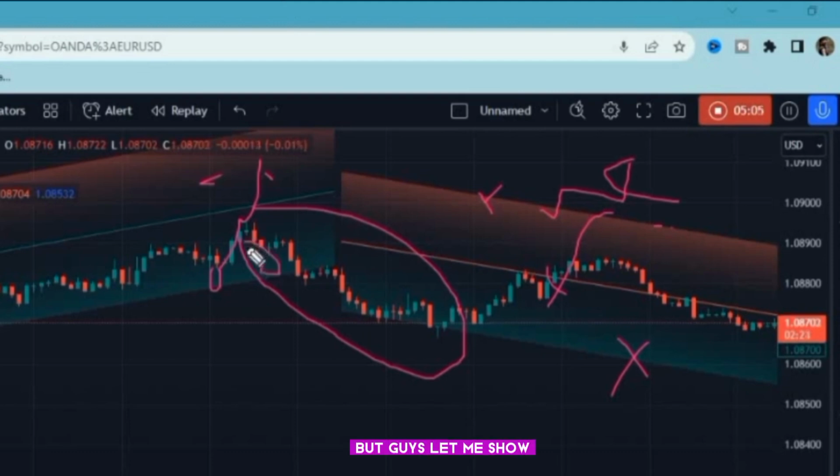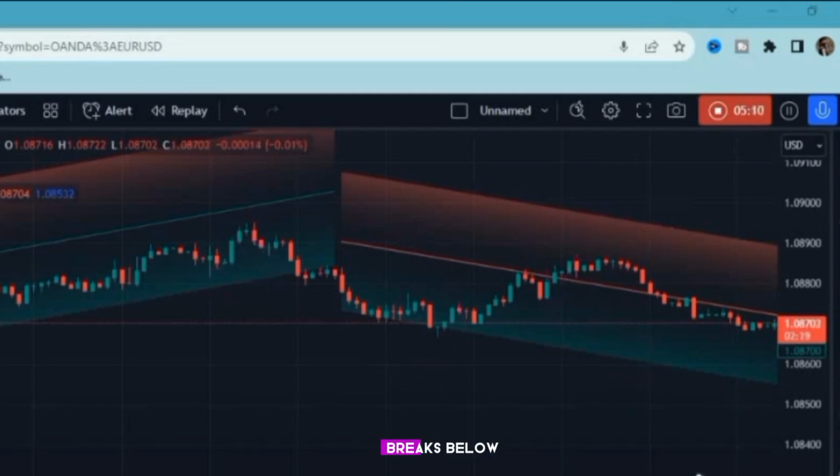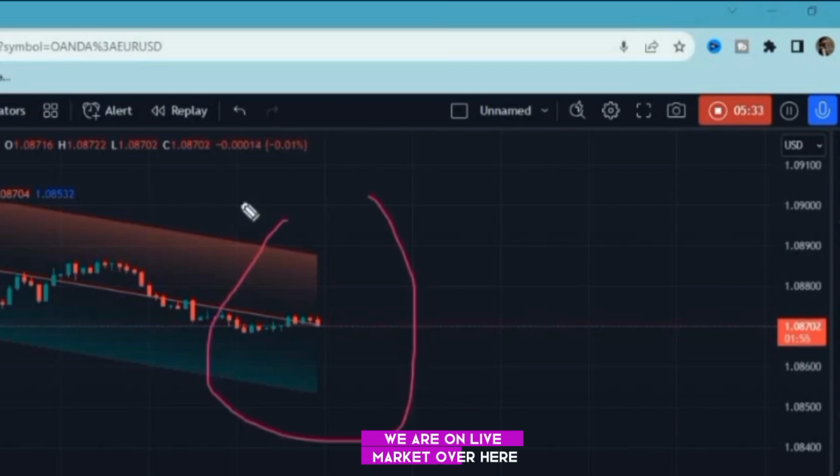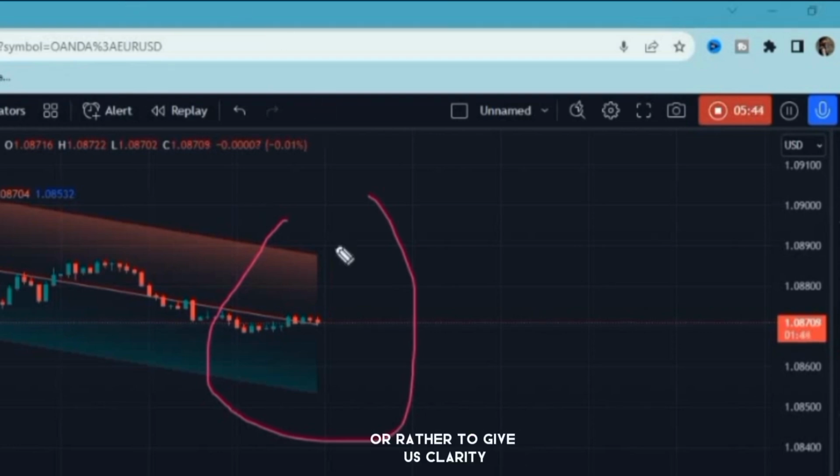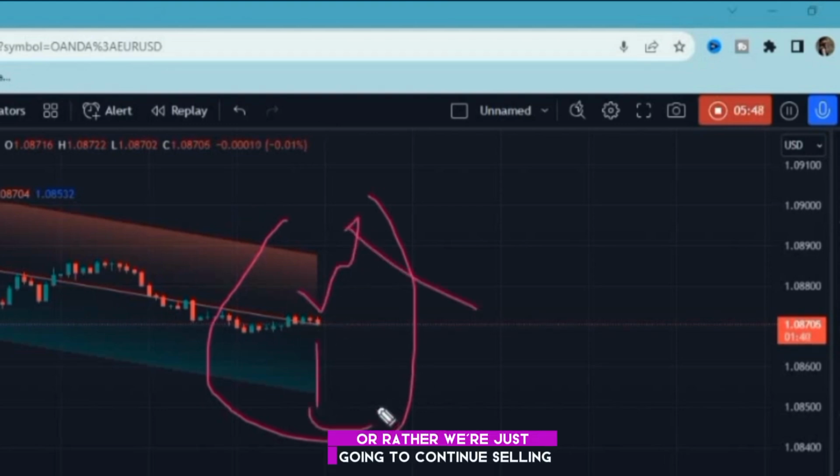But guys, let me show you how you can use this indicator. When price, for instance, breaks below the center line, which does not repaint, which works in real time. Let's see whether we will see examples on the live market. Yes, we are on the live market over here, and you can see the market is on the center line, and the price is reacting to the center line. It is going to make a decision, or rather it's going to give us clarity, whether we are just going to continue buying, or rather we're just going to continue selling. The center line is working in real time, it is not repainting.